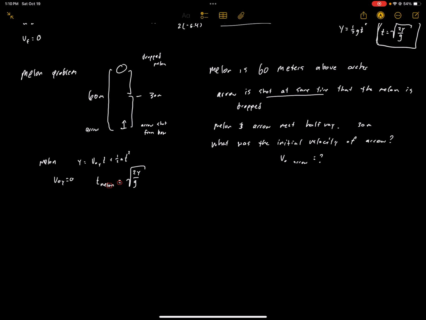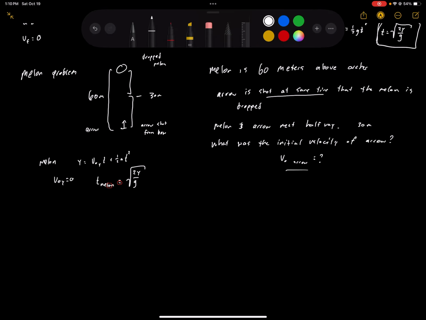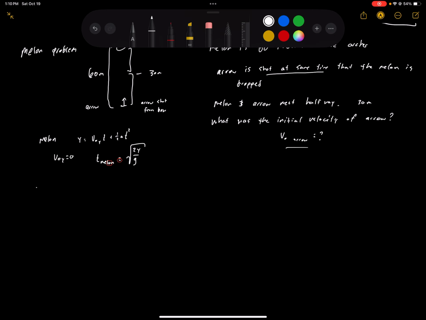To solve for the arrow, we're trying to figure out the initial velocity of the arrow. In order to do that, let's write out the equation for the arrow. The arrow is going to go up some height, that is going to displace 30 meters. We have v naught, this is for the arrow, t plus 1/2 at squared. We know the acceleration is going to be 9.8 going down, and we're trying to solve for that v naught. But we know that the t for the melon is equal to the t of the arrow. So we can figure out the t of the melon, and then we can figure out what the velocity of the arrow is going to be.